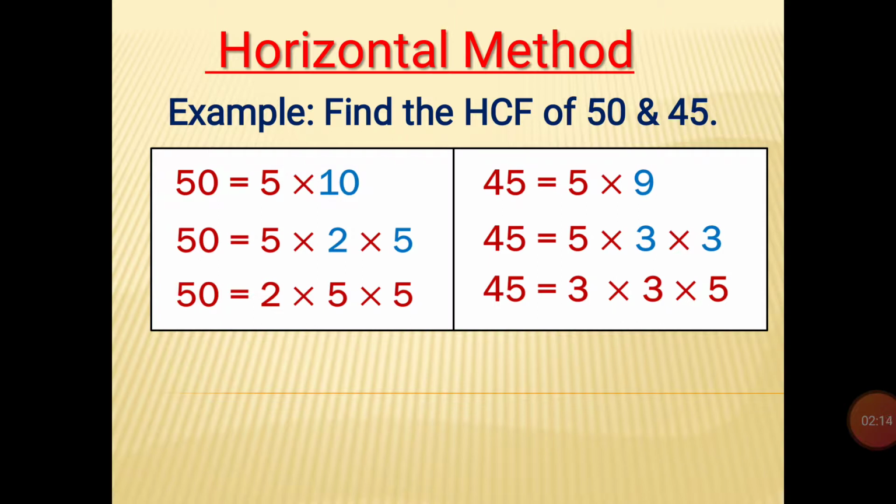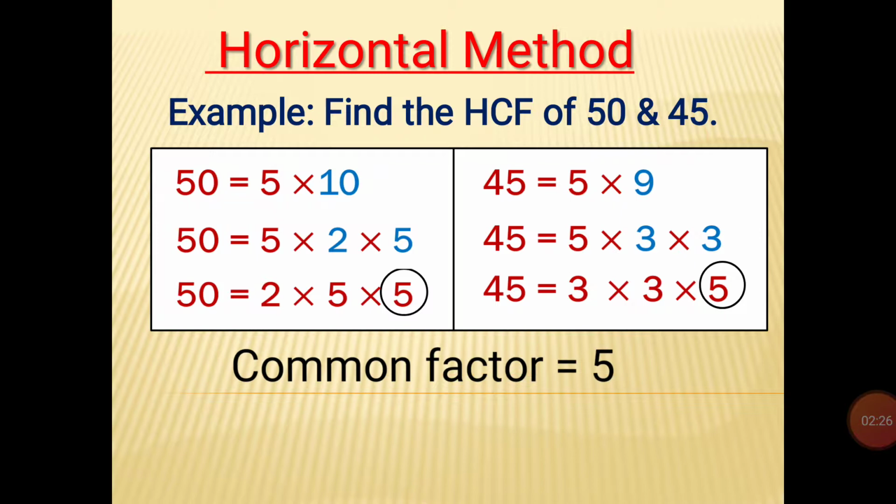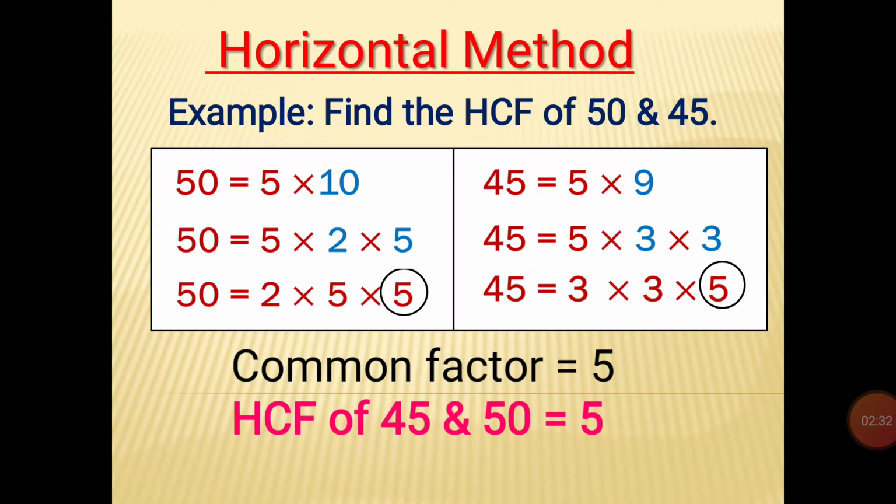Again, we will rearrange all the factors from smaller to bigger, and factors of 45 are 3 into 3 into 5. Now, have a look at all the factors of 50 and 45 and find out the common factor. We will see only 5 is the common factor. We will write the common factor as 5 and therefore HCF of 45 and 50 is 5.